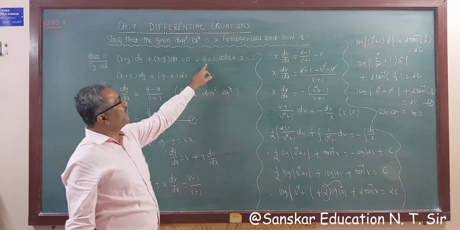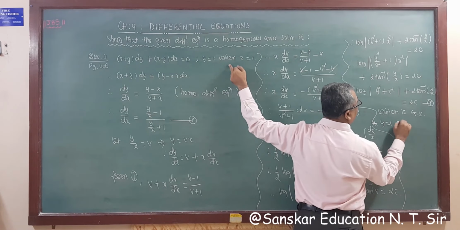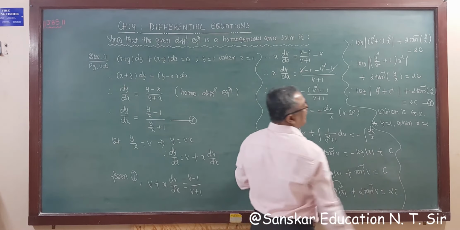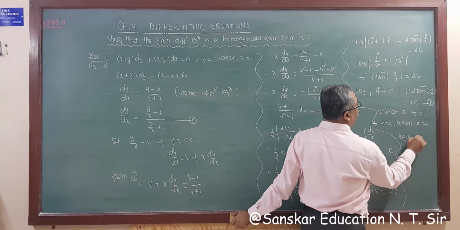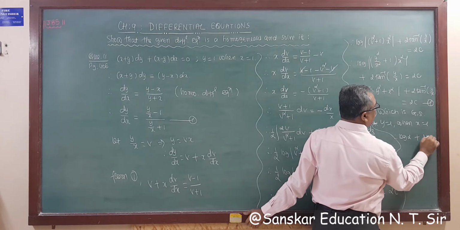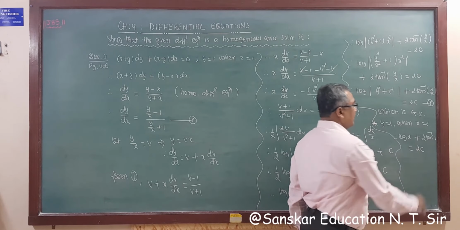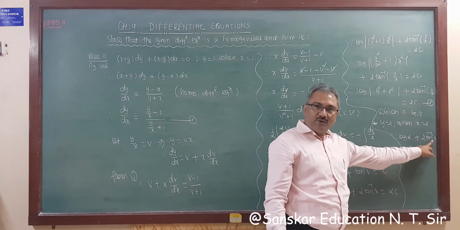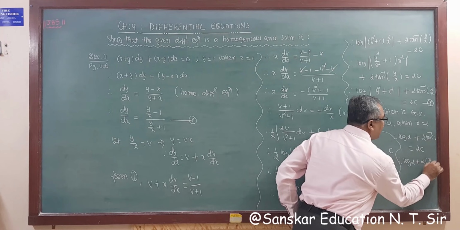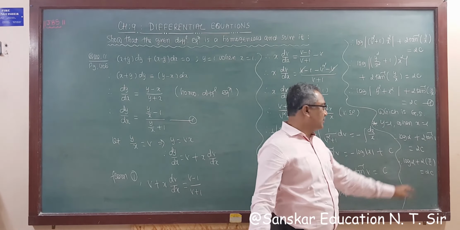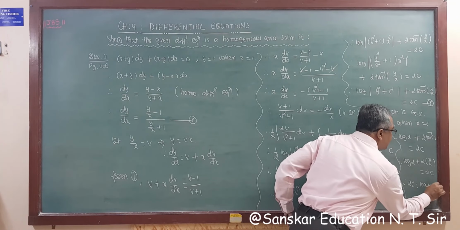Now it is given y equal to 1 when x is equal to 1. So taking y equal to 1 and x equal to 1, we get log 2 plus 2 tan inverse 1 is equal to twice c. Tan inverse 1 is pi by 4. So we get log 2 plus 2 times pi by 4 is equal to twice c. So this is pi by 2. So we get twice c is equal to log 2 plus pi by 2.